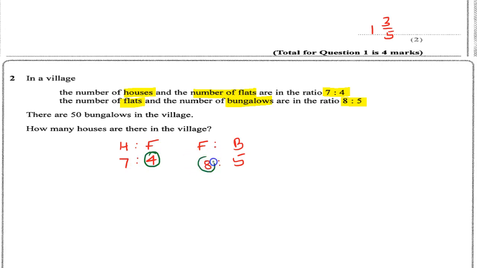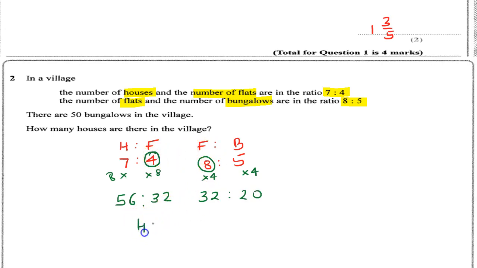If you see here, flat is 4, right? And here flat is 8. So our main priority is to make these numbers the same. What is the easy way? You just multiply by 8 here, multiply by 8 here. This will turn into 32, and this is 4, so you multiply by 4 here and multiply by 4 here. So 7 times 8 is 56, 4 times 8 is 32, and 4 times 5 is 20. Now in both the ratios, flat is the same.